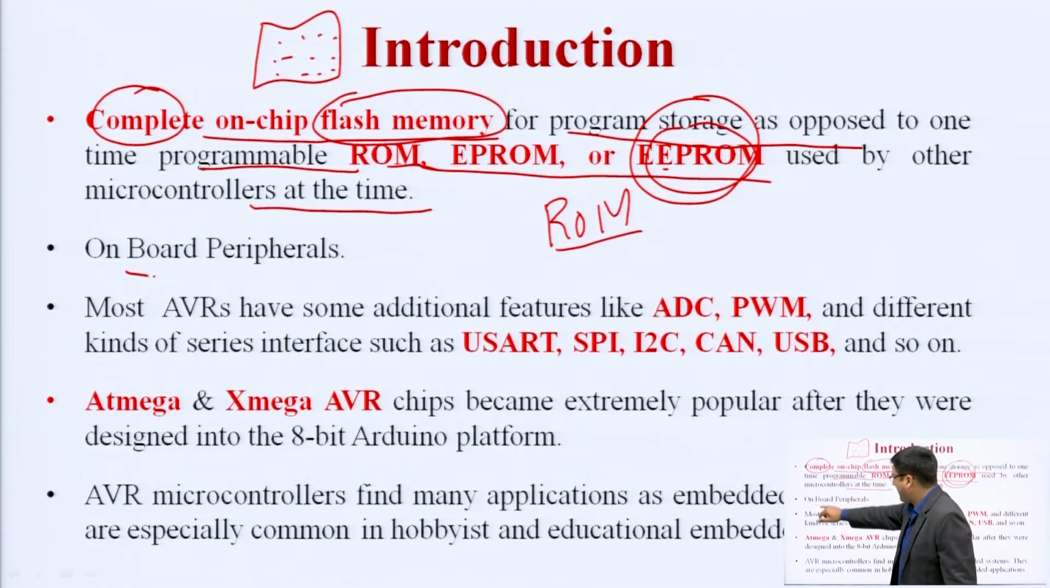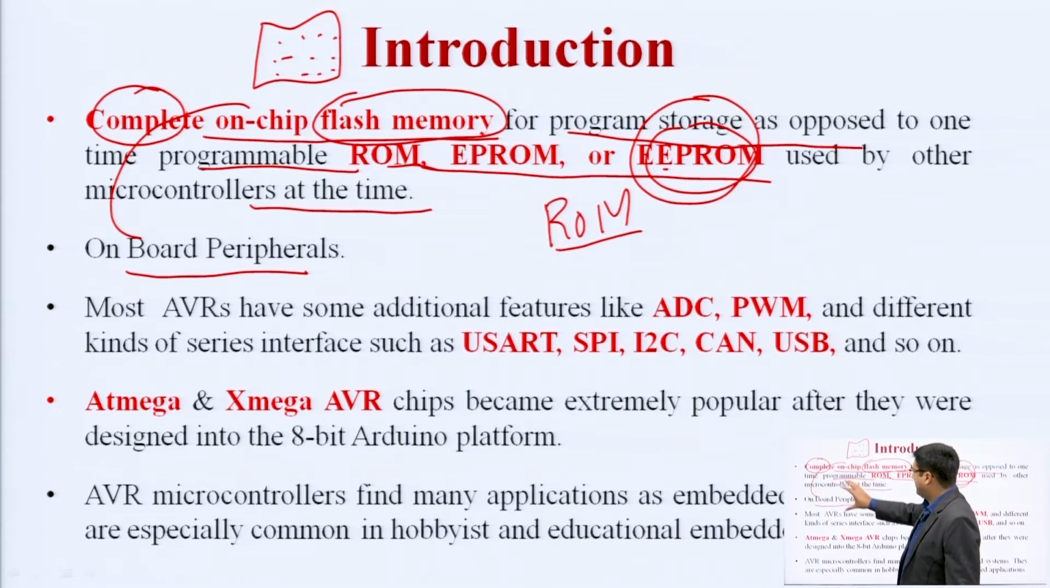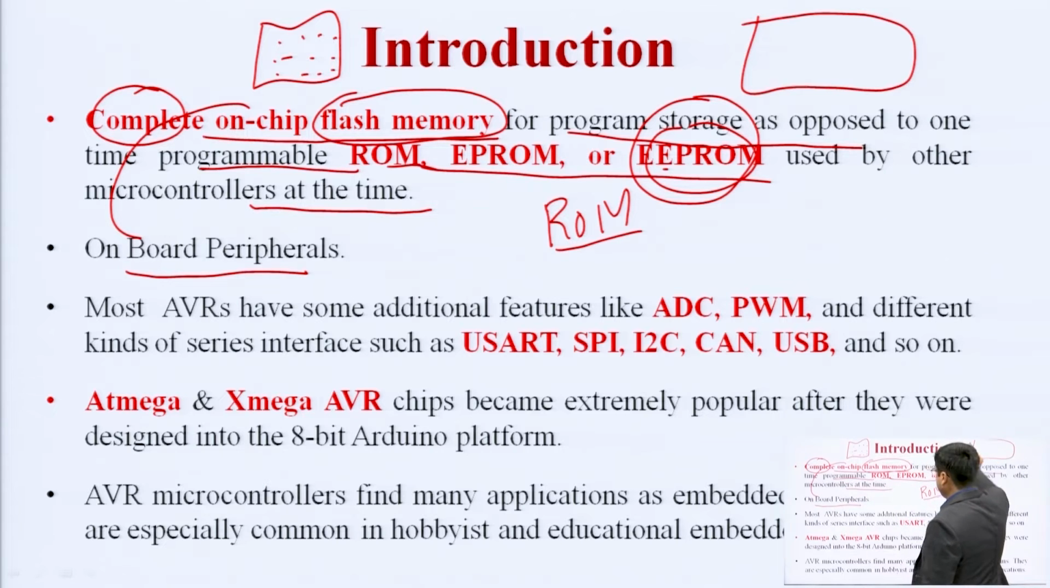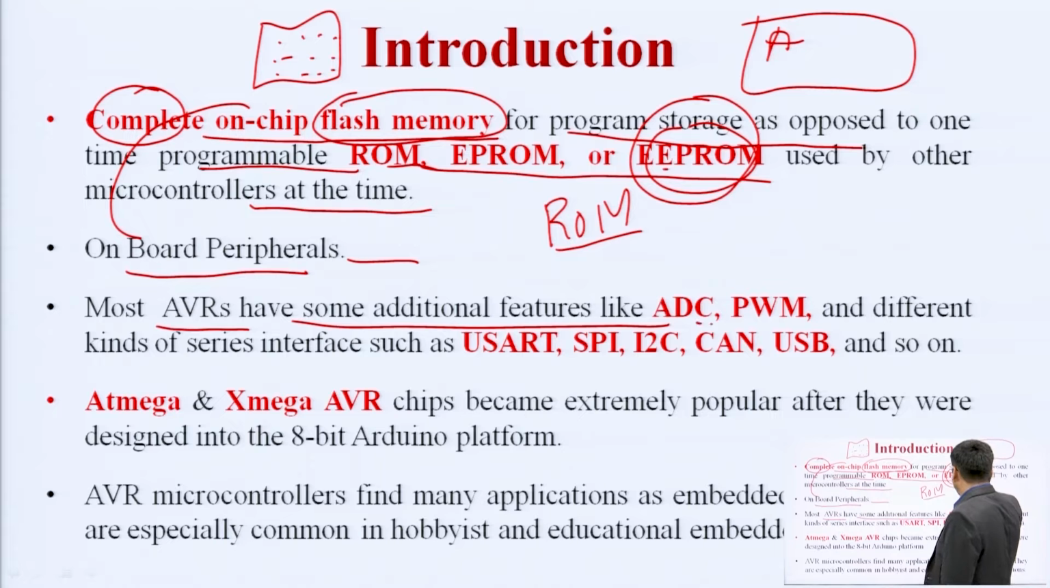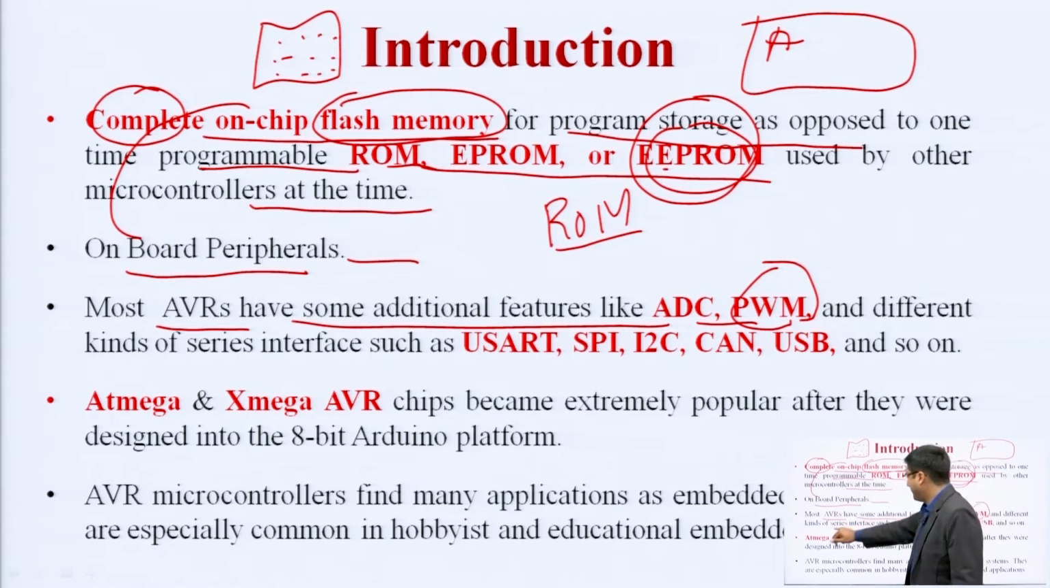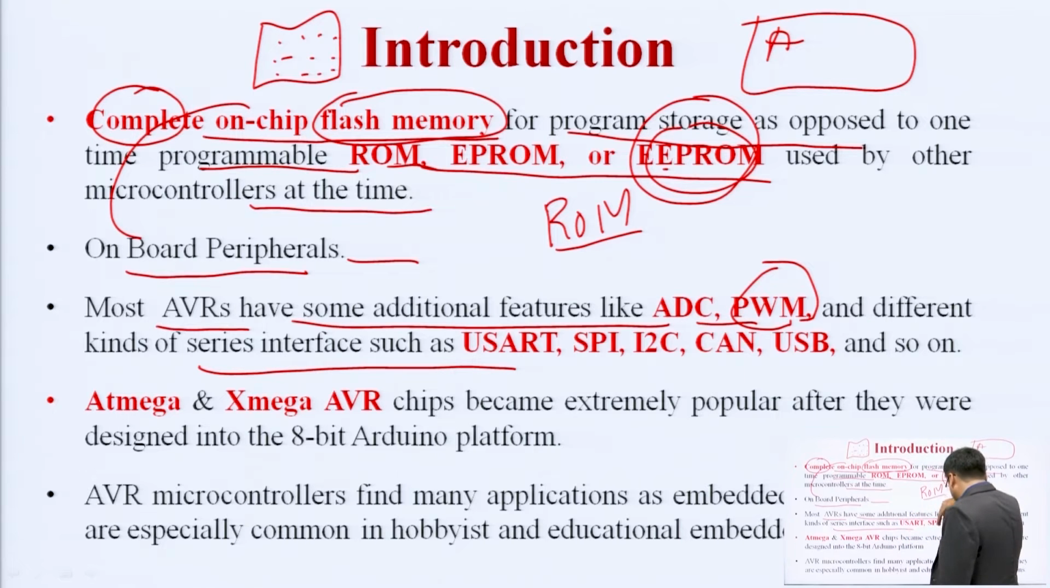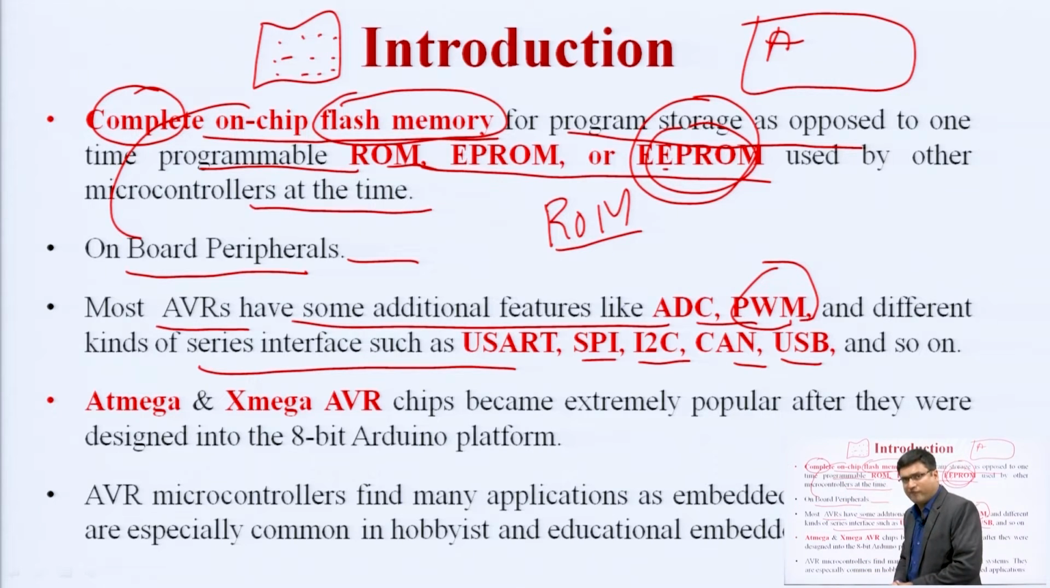After that, onboard peripherals. On chip means all the devices are available on the same board, that is onboard peripherals. Peripherals such as ADC, DAC, controllers, power supply unit, all the things are available on the same board. After that, most AVRs have some additional features. They have an ADC, programmable pulse width modulation, and different kinds of serial interfaces, such as USART, SPI, I2C, CAN bus, controller area network, and USB, all integrated on the same platform.